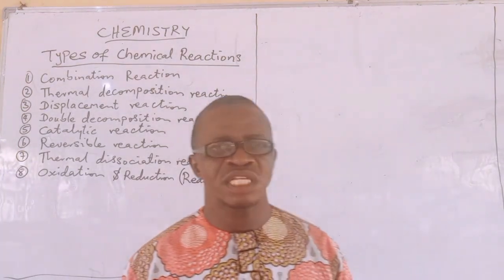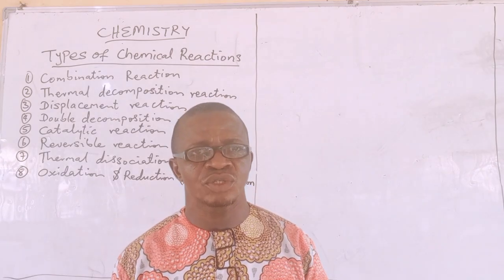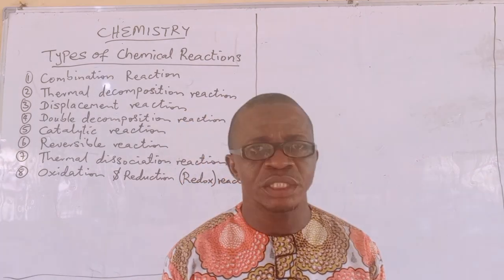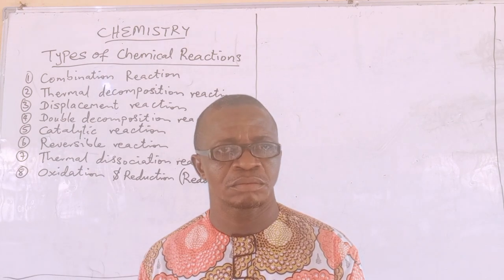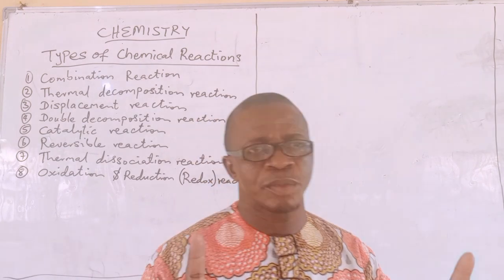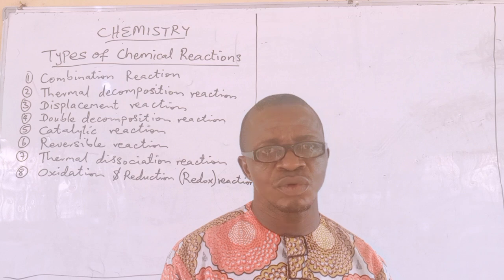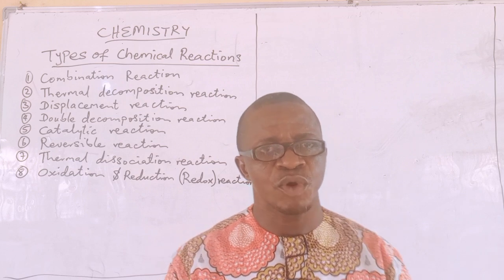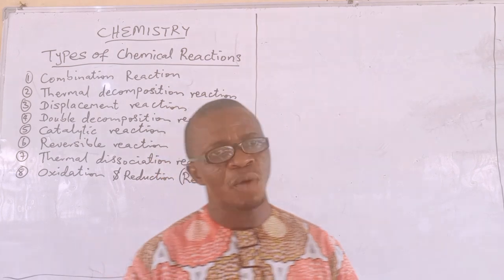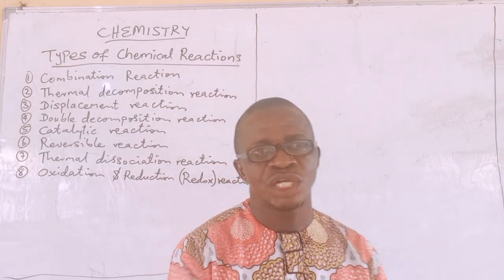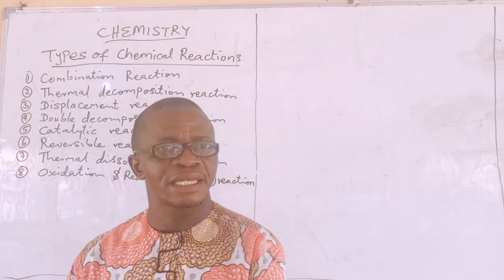Combination reaction is a type of reaction that has to do with what? Bringing two things together to form one. The reactants are two, A plus B. The product is just one, maybe C. So that's combination. You are adding A and B to get C.